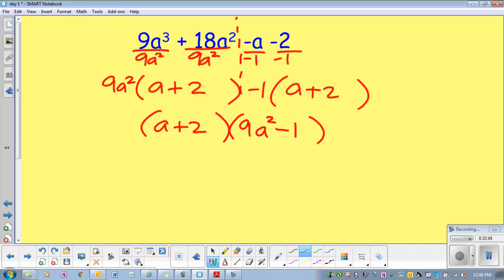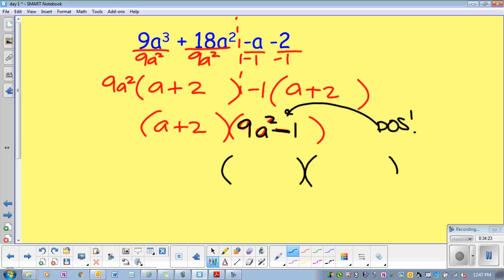Yes? What about the GCF? Am I done here? No. There's a difference of squares. Guys, this is a difference of squares. If you look, you have 2 terms, and you have a subtraction in the middle. 1 is a perfect square. A squared is a perfect square. And 9 is also a perfect square. Magic.